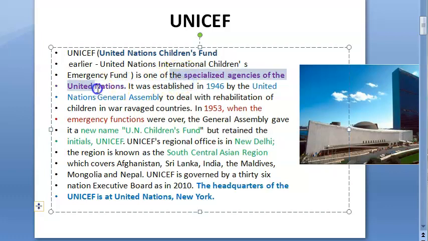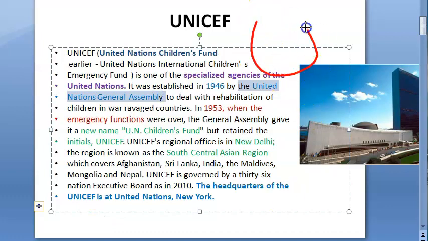Do you know the other specialized agencies of the United Nations? Yes, WHO. It was established in 1946, very similar to WHO, isn't it? For WHO also, the constitution was drafted in 1946. So who established this? The United Nations General Assembly.